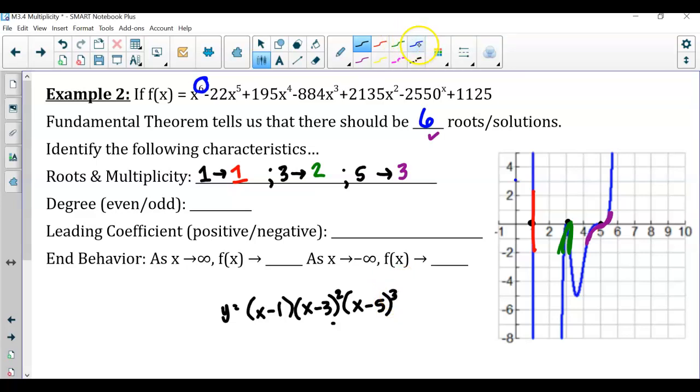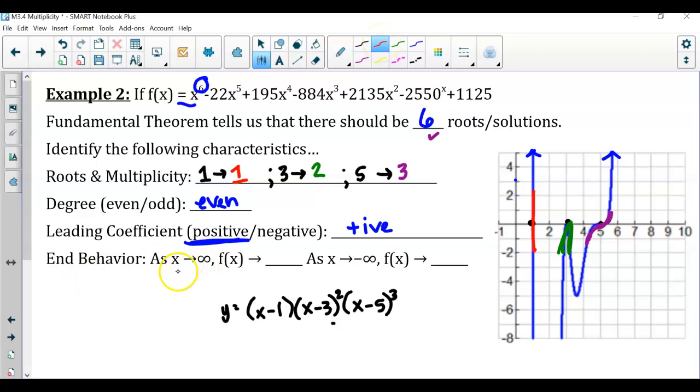So now here, is our degree even or odd? Well, here we have both ends going in that upward direction. So this is an even degree here. That means if they're both positive, and according to our equation, our leading coefficient is positive. And let's see if we remember that end behavior.